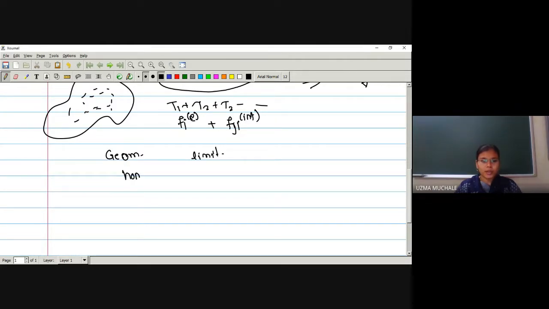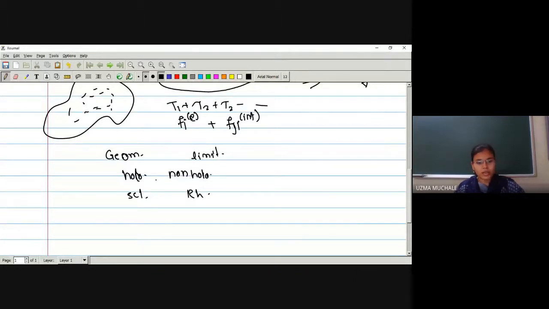First is holonomic, next is non-holonomic, next is scleronomic and rheonomic. Okay. Many examples for this we have seen. Holonomic means the constraint which can be written in the form of an equation is called holonomic constraint. Non-holonomic means the constraint which cannot be written in the form of an equation.